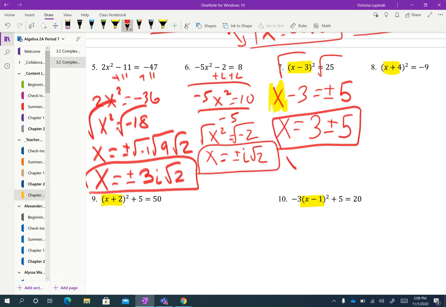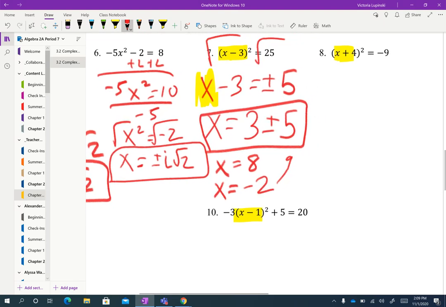Please know that if you wanted to, you could do 3 plus 5, which would give you 8, and 3 minus 5, which would give you negative 2. Those are, of course, equivalent to the answer that is in the box. It'll be up to your teacher and up to the particular circumstance as to whether or not you should go farther. Then, of course, there are some cases where you can't go farther.